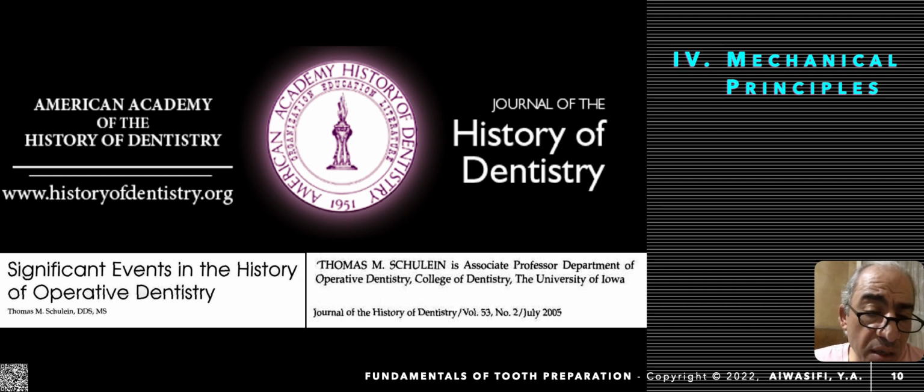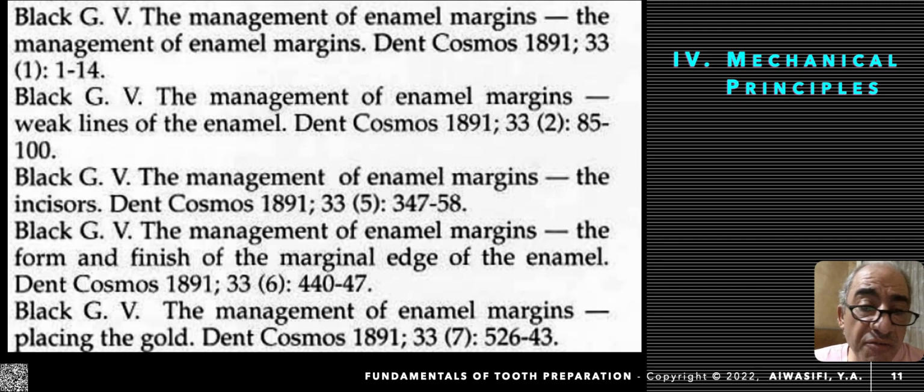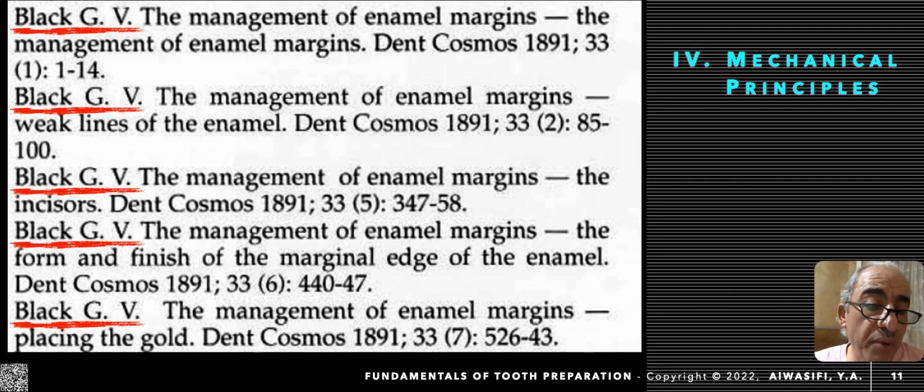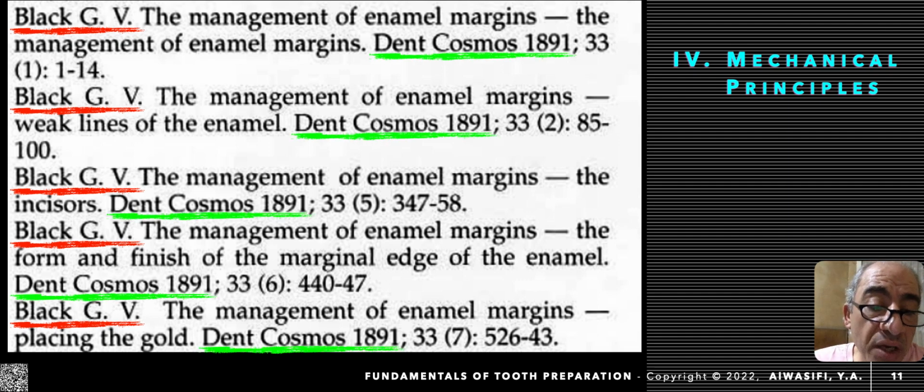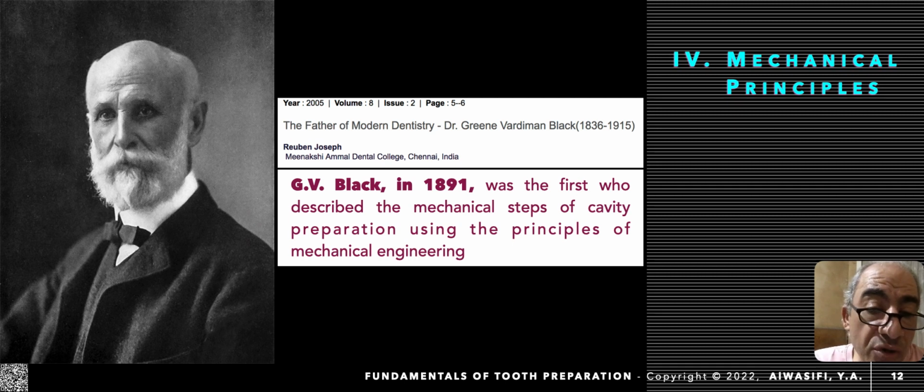If we start with the mechanical principles, as we reviewed in the Journal of History of Dentistry, there is a paper from 2005 titled Significant Events in History of Operative Dentistry. In this reference, we discovered that these mechanical principles were first assigned by G.V. Black in 1891, more than 130 years ago.